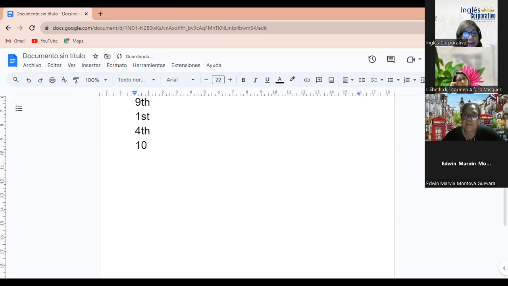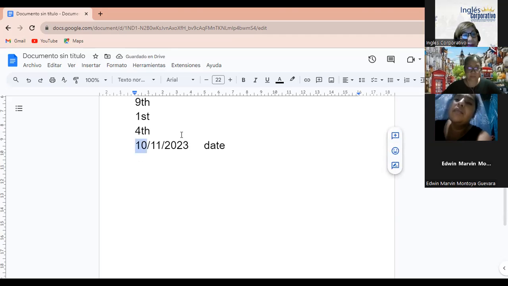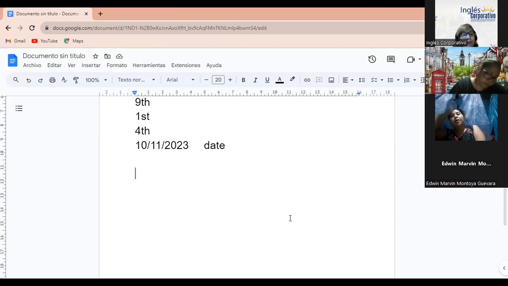Now look, we have, for example, in Spanish, the date for today is, if you write the date, you say this, right? This is the date. Okay, this is the date for today. And in English, this number is for the day, the number of the day. And this is for the month or the year. Okay, so in English it is vice versa. You begin by saying the month first, then the number, then the year.